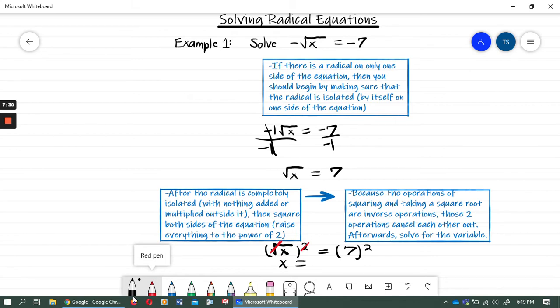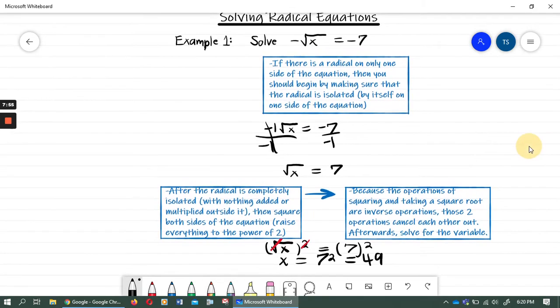Okay, so now that those two inverse operations have canceled each other out on the left side of the equation, we're left with x, only x, and it's equal to 7 squared. And we should know that 7 squared is what? 49, right? Awesome. Trying to write that where it doesn't look too jumbled up, but it's all good. All right, so again, x equals 49.